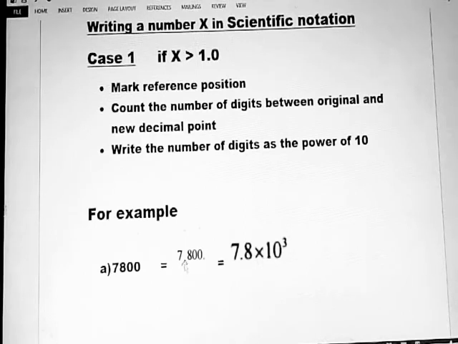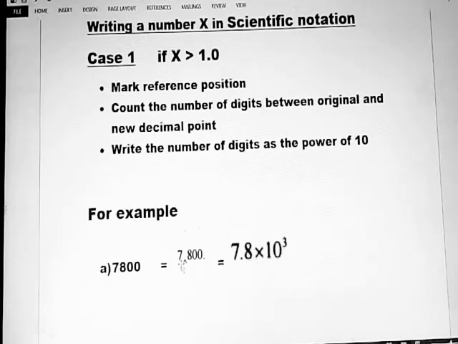Look at it, if our decimal point is between 7 and 8, so that is our new position of decimal point, and if we count the digits, 1, 2, 3, so there are 3 digits between the new position of decimal and the original position of decimal. So write the number of digits as a power of 10.